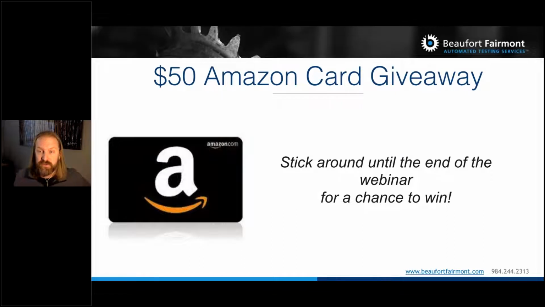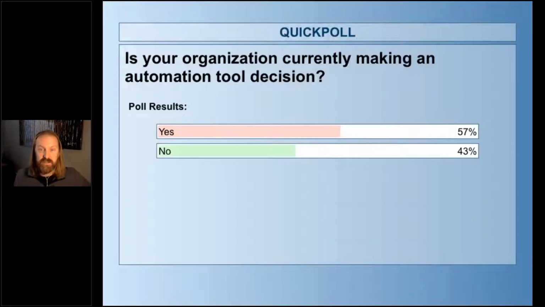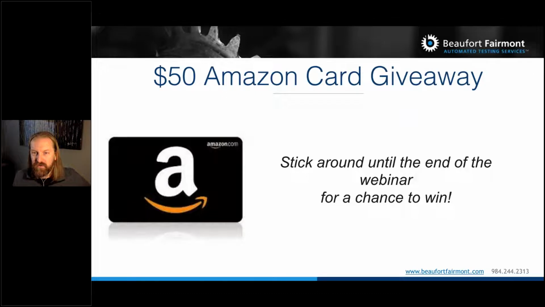So here are the results. Hopefully you can see those here. And it looks like it's relatively split, 60% saying yes, and some others saying no here. That's interesting. I also want to get an idea of who you all are and what it is you're doing with a couple more questions.